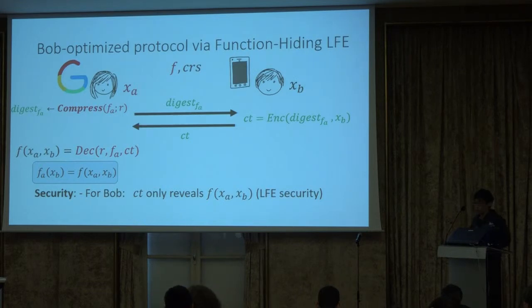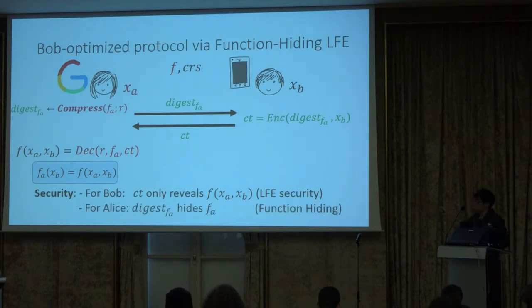So why is such a protocol secure? Again, by definition of security, from Alice's point of view, the ciphertext can only reveal the output of the computation. From Bob's side, again, if we use a function-hiding version, by definition the digest will hide the function f_A, which has Alice's input hard-coded, and therefore will be secure from Bob's perspective against malicious Bob.